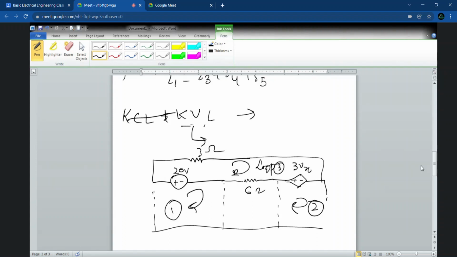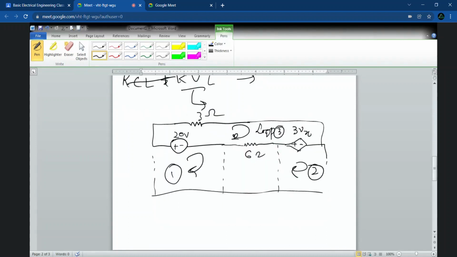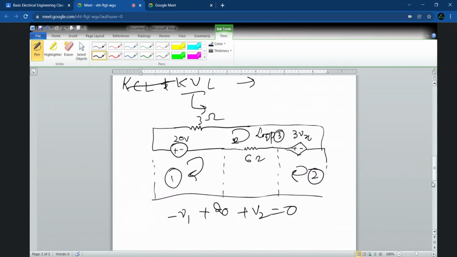ठीक है? KCL हमने ऊपर apply किया for 2 supernodes. Now we are applying KVL. So here you can write the equation. Tell me the equation you can write from here. It is plus to minus. Yes, current is going from minus to plus. What will be the first equation? Minus 20 minus V1 plus 20 plus V2 is equal to 0. Simple as it is. V1 minus V2 is equal to 20. ठीक है? और एक और चीज, अब हमारे पास एक चीज है in terms of Vx.